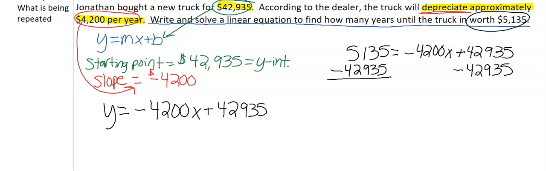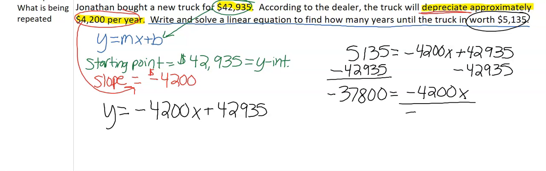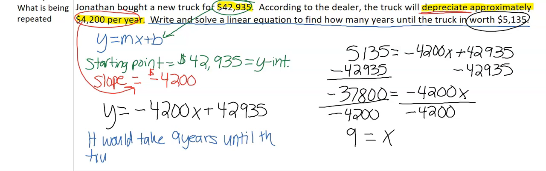When we simplify, on the left-hand side, we are left with negative 37,800. And it is equal to negative 4,200x. Now we want to divide by negative 4,200 to get x by itself. And when we do that, we find out that x is equal to 9. So it would take 9 years until the truck is worth $5,135.